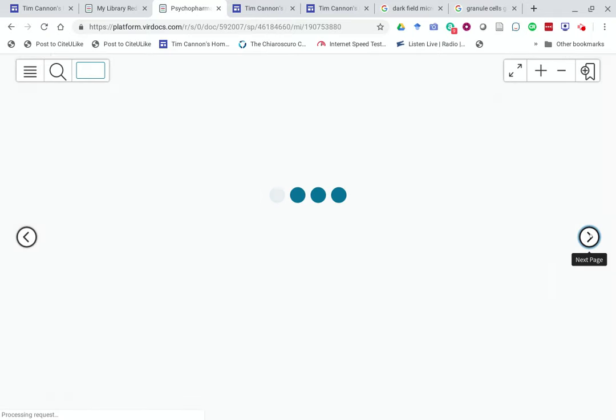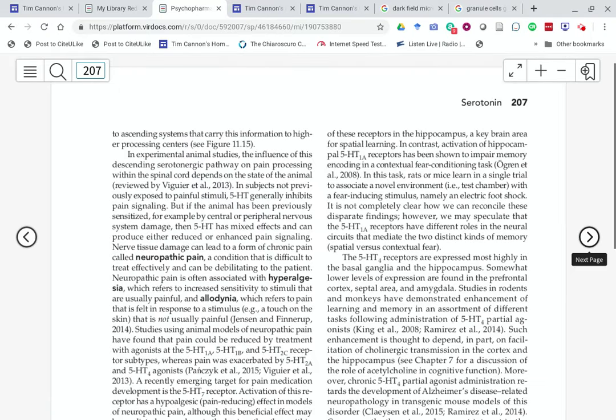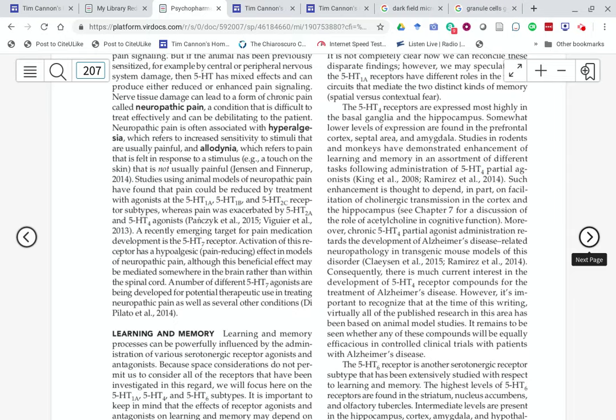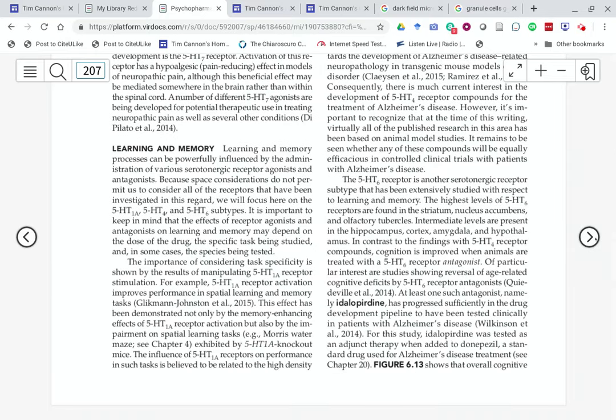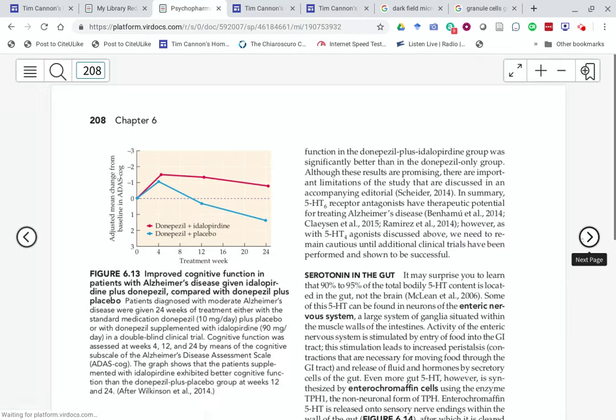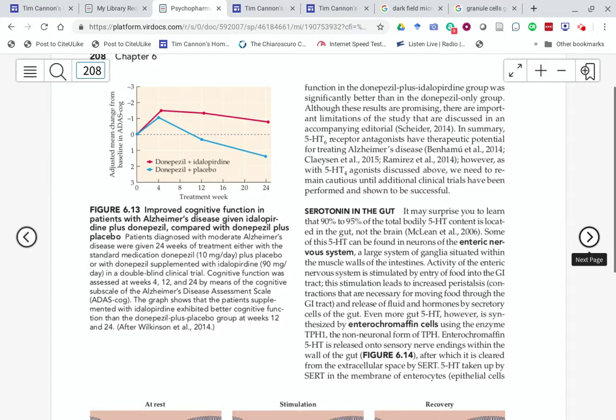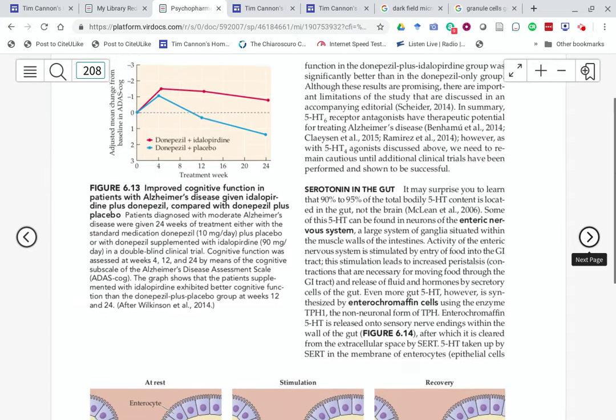And here we go, pain. This is what I want to close out with, and lots of talking about types and stuff and learning and memory. I'm going to do pain here in a second. I cannot add much. Alzheimer's, boy, I hope we can figure that one out.